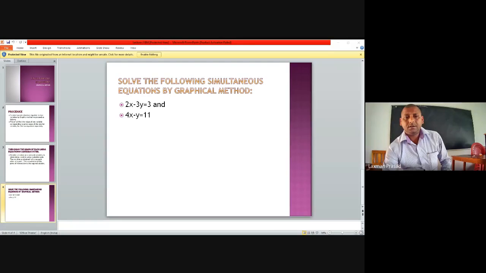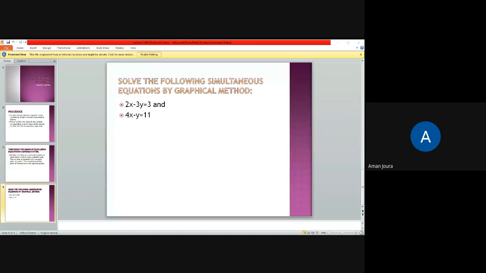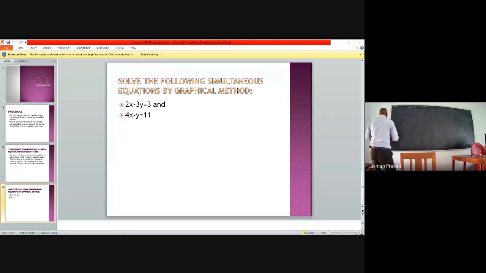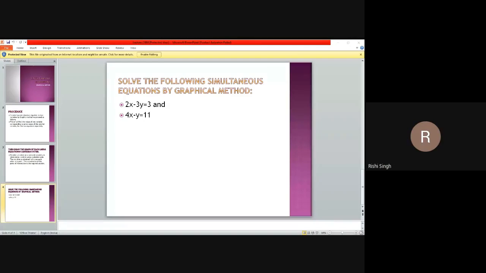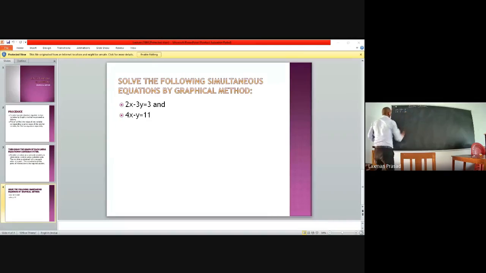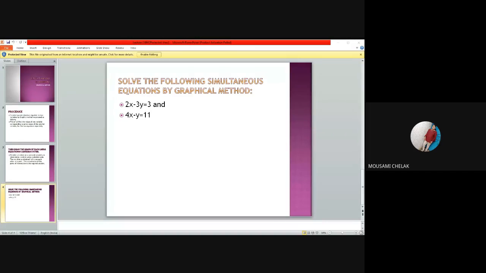See, there the given equations are 2x minus 3y equals 3 and 4x minus y equals 11. Is it visible?